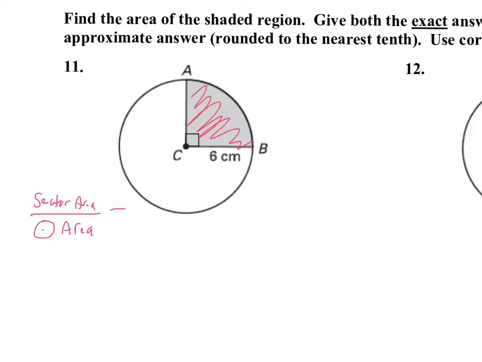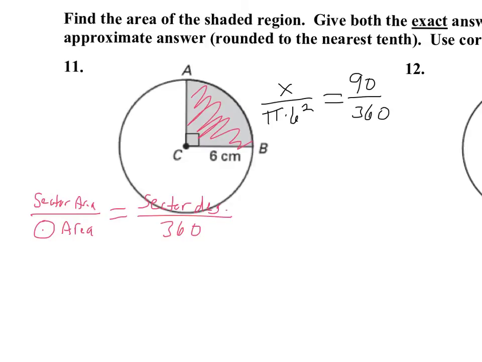That ratio is going to equal the number of degrees in the sector compared to the whole circle degrees, which is always 360. So that's the format you're going to follow. I don't know the sector area. If you want, you could call it x. I don't know the circle area right off the top of my head, but I can figure it out pretty easily. It's pi r squared, and since r is 6, it's going to be pi 6 squared. And then this is 90 degrees, we can see, out of 360.